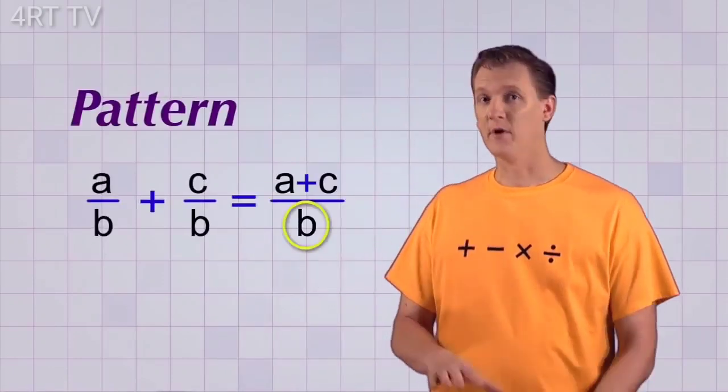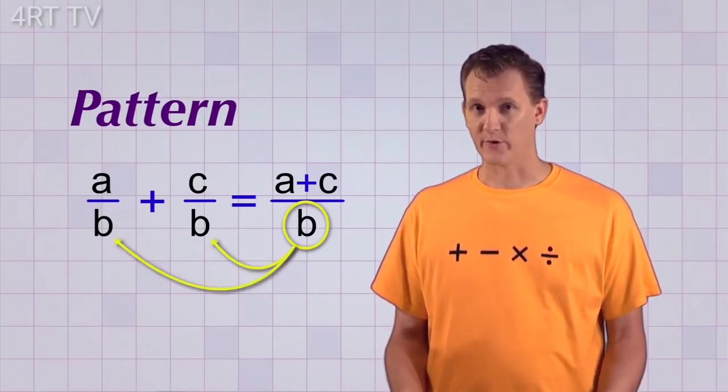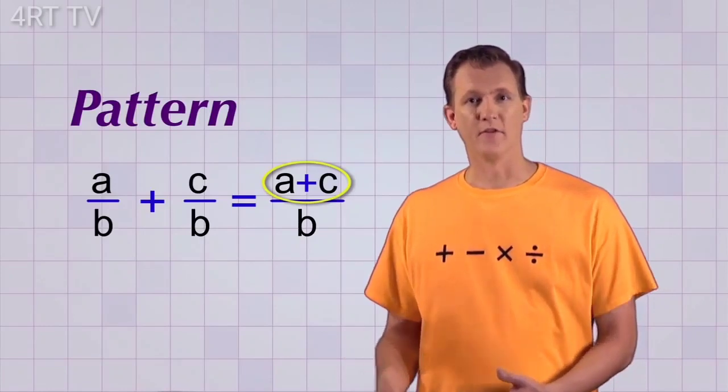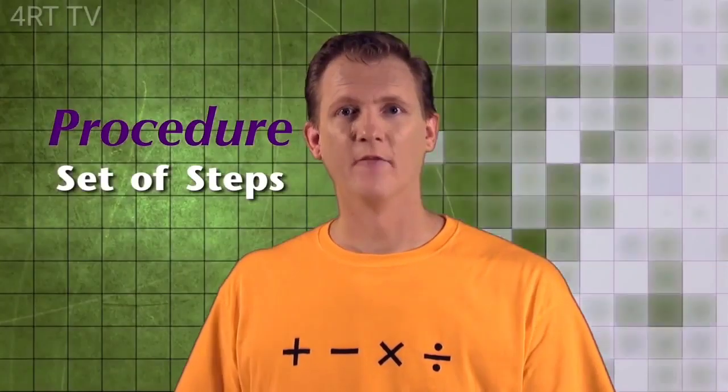In those examples, you might have noticed a pattern. The bottom number of our answer was always the same as the bottom numbers of the fractions we were adding. And the top number of our answer was just the sum of the top numbers of those fractions. Well, that's how it works. That's the procedure or set of steps for adding fractions that have the same bottom numbers. That's important, because if you can remember that procedure, then you won't need to use drawings to help you add fractions. And that's a really good thing, because what if you had to add these two fractions together?